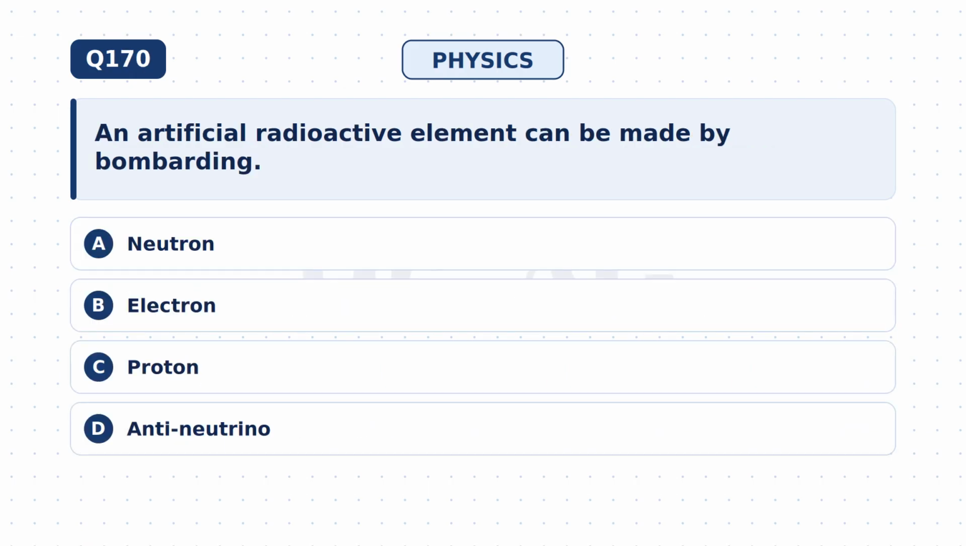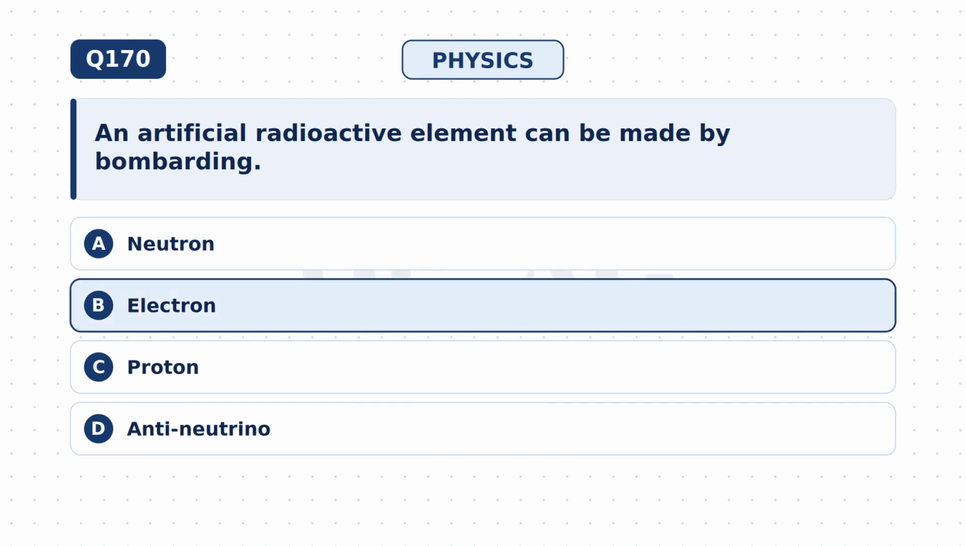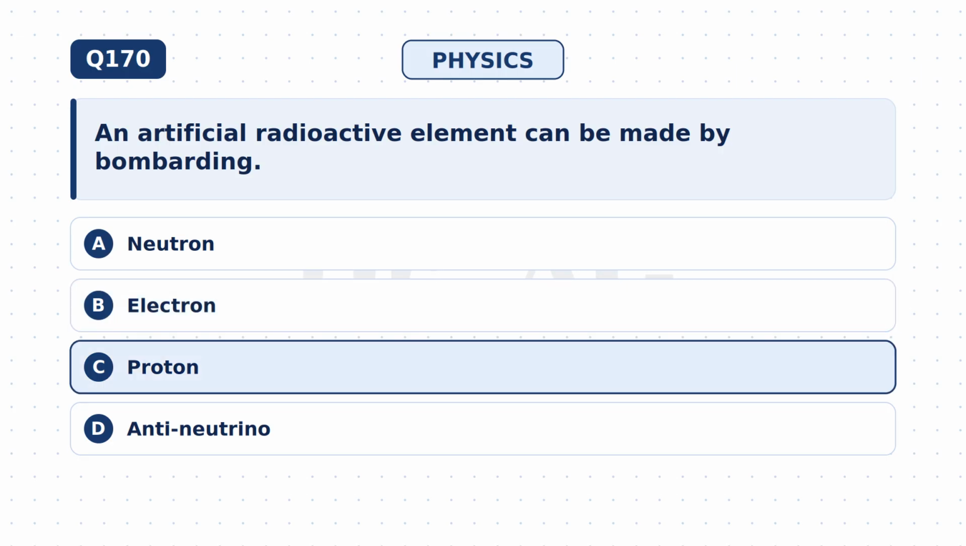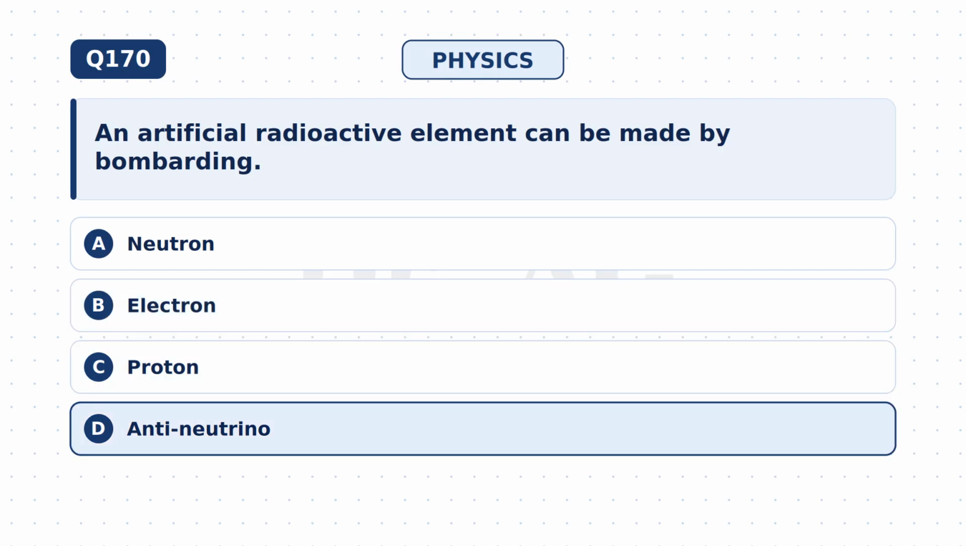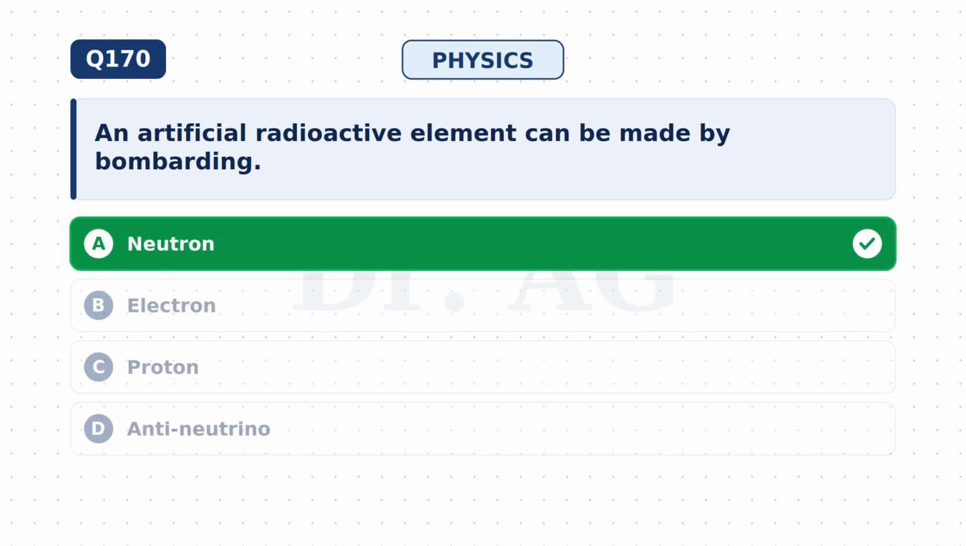Question 170. An artificial radioactive element can be made by bombarding. Option A, neutron. Option B, electron. Option C, proton. Option D, antineutrino. The correct answer is A, neutron.